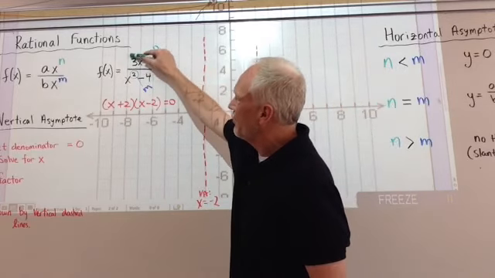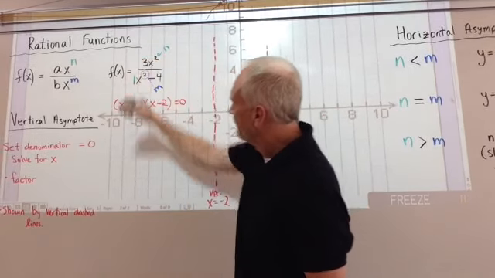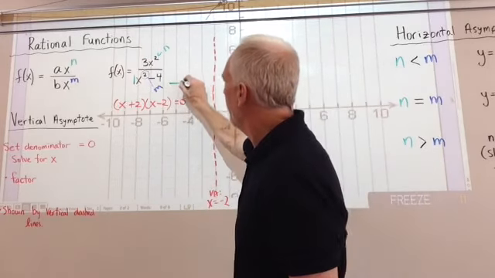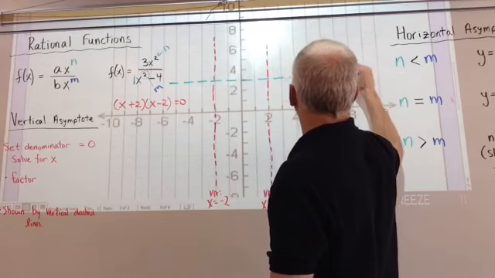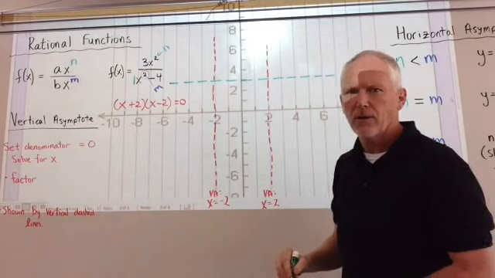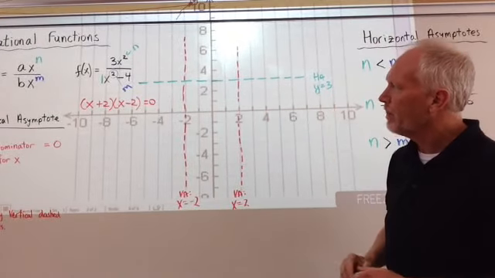Well, the ratio is 3 over 1, right? There's an understood 1 right here. So at 1, 2, 3, we will have a horizontal asymptote. So I'll label it HA, y equal 3. Okay? I have my horizontal asymptote at y equal 3.